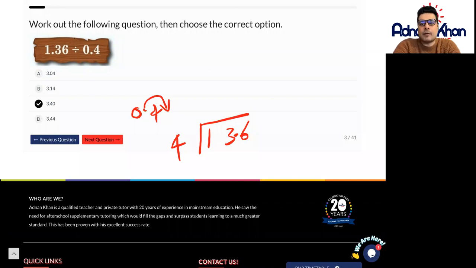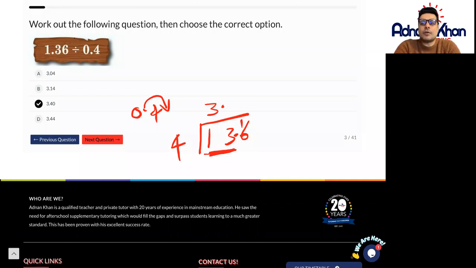Now let's work this out. So 4 cannot go into 1. Join 1 and 3 together to make 13. 4 goes into 13 3 times, because 4 times 3 is 12. And that decimal point comes to the top now. Just put the remainder there, 1 next to 6 to make 16.